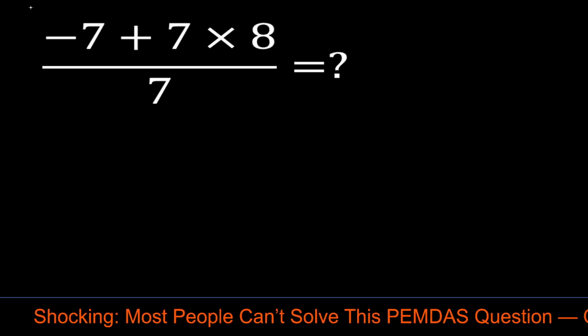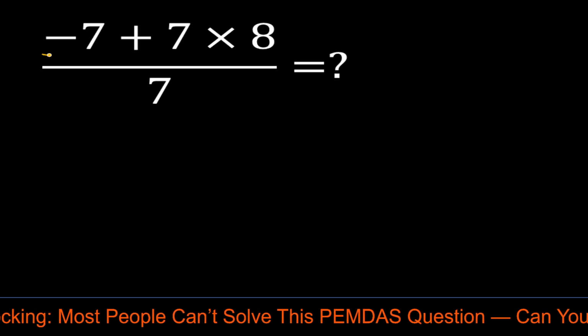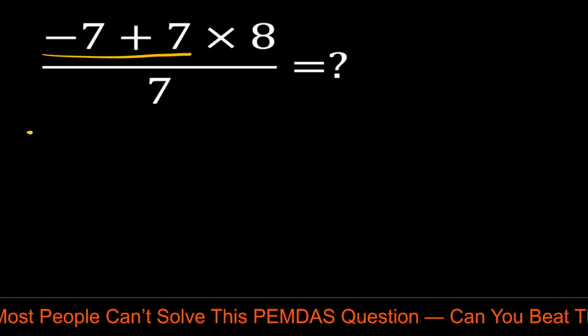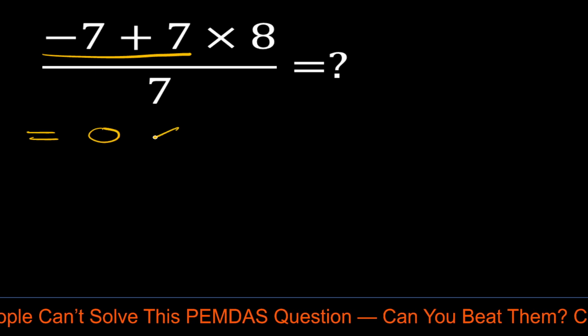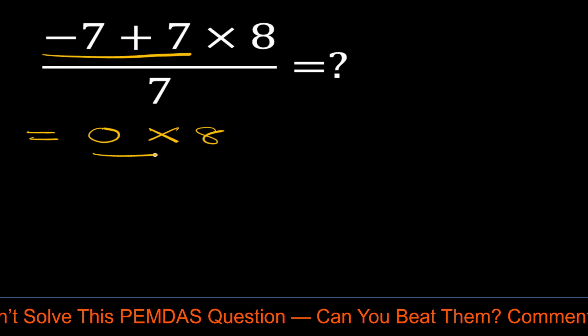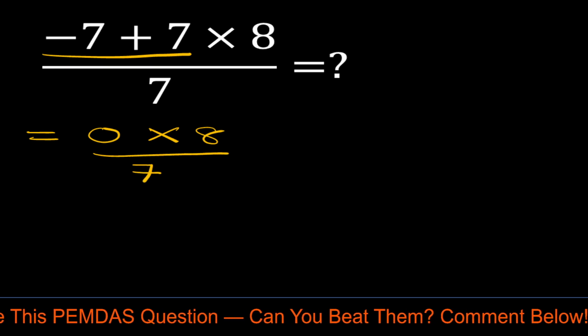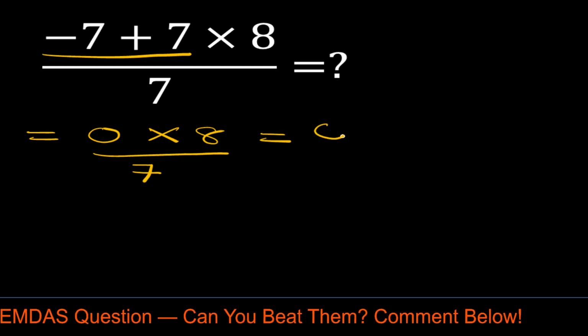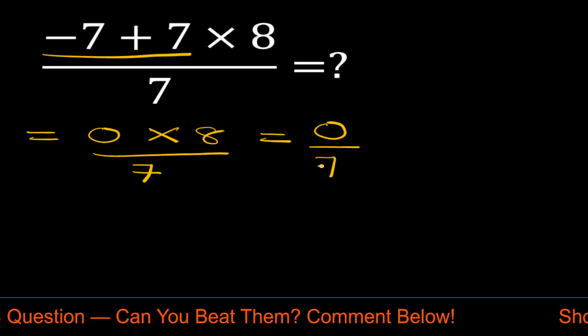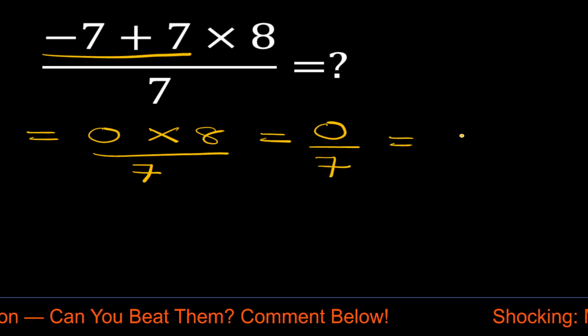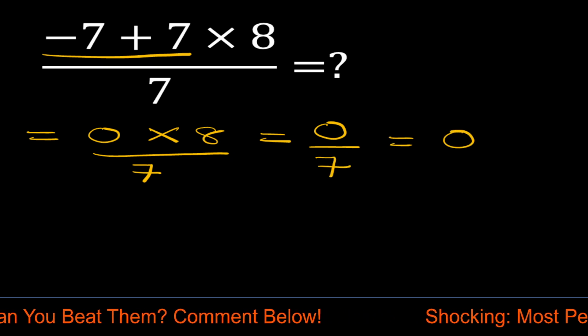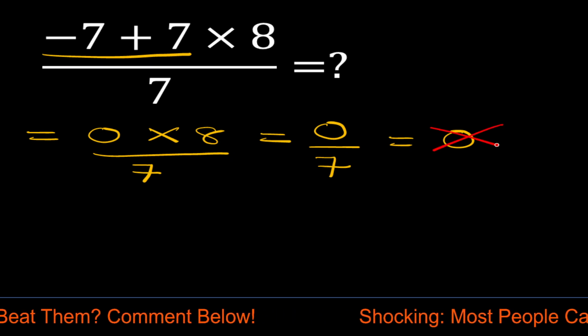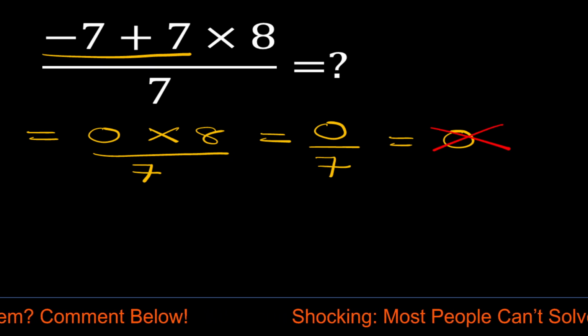So most people solve this question like -7 plus 7 is equal to 0, right? Multiply 8 divided by 7. So now 0 multiply 8 is equal to 0 divided by 7. So 0 divided by 7 is equal to 0. But this answer is not correct. This answer is completely wrong.